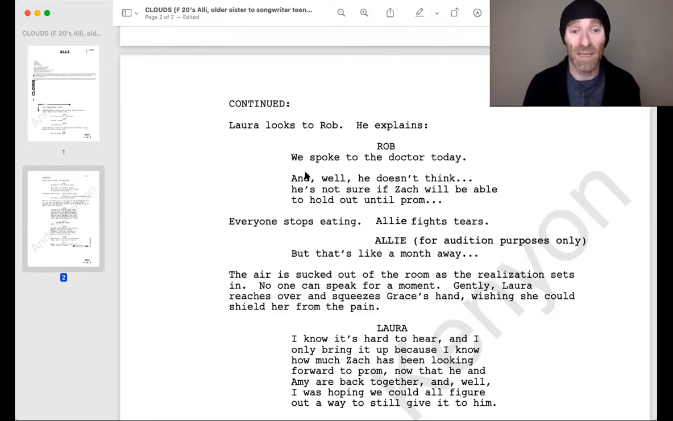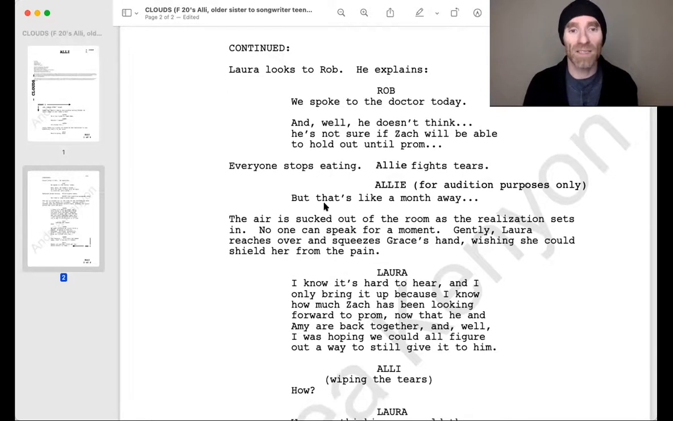Everyone stops eating. Well, obviously that will have ended before, but what you could do is maybe you had the plate before that, and then, whoa, okay, from now on I'm just looking at my mom and dad. What's going on? The air is sucked out of the room. How do you physicalize this? That's something that we can talk about.